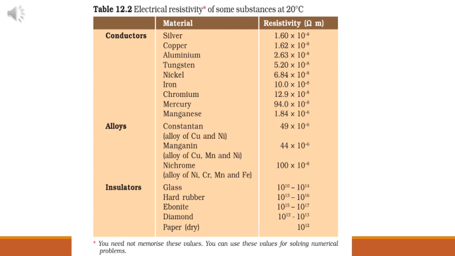Next, alloys. See the resistance of alloys. Even alloys offer low resistance. Insulators. You can see their resistance. We go for the last one, that is paper. 10 raised to 12 means 12 zeros after 10. So you can imagine how high is the resistance. That is why current does not flow through insulators. This table you will find in your textbook as well.